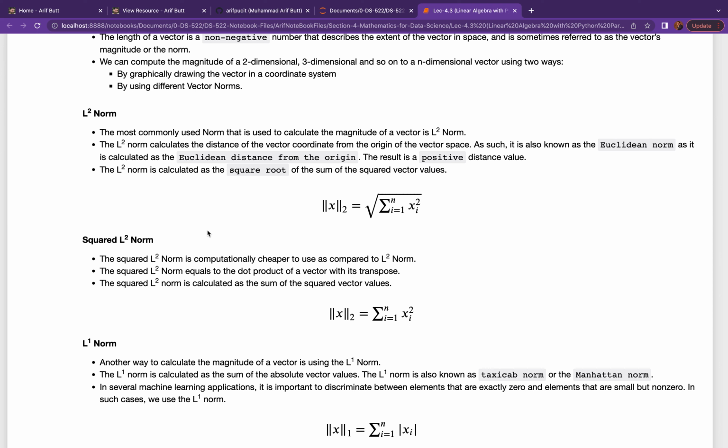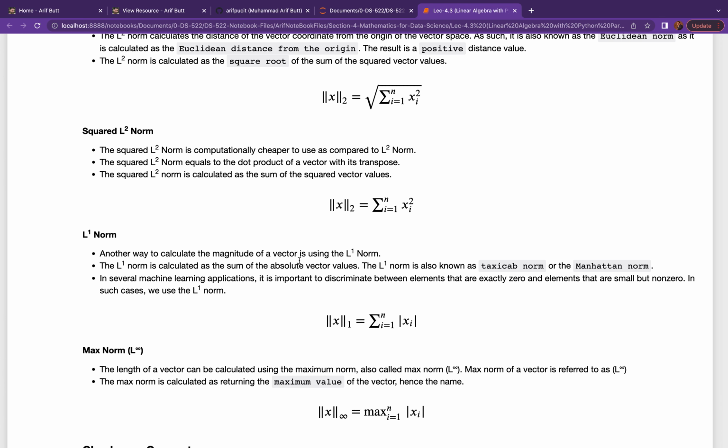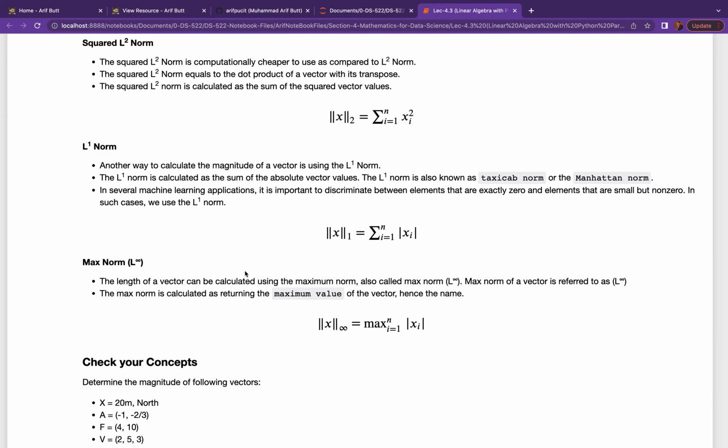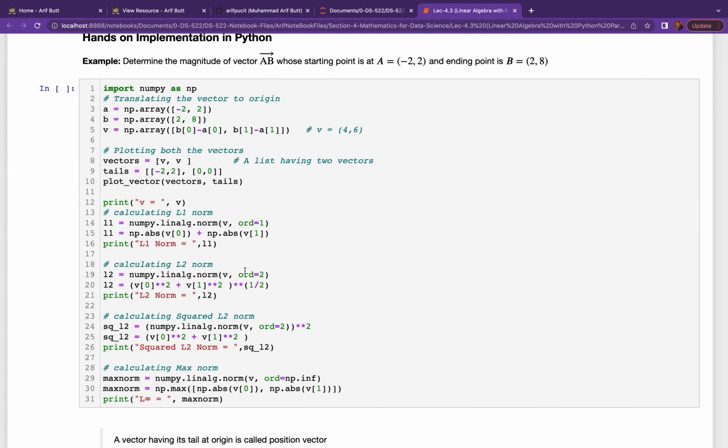The most commonly used is the L2 norm, also known as Euclidean norm, which calculates the distance of the vector coordinate from the origin of the vector space. And the formula to calculate it is the square root of the sum of the squared values. Please do read about the squared L2 norm, L1 norm and max norm. And let me move on to this example code for a proof of concept.